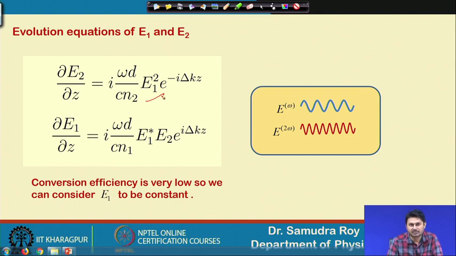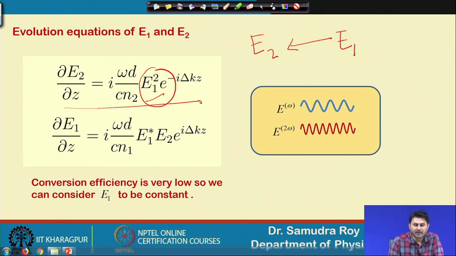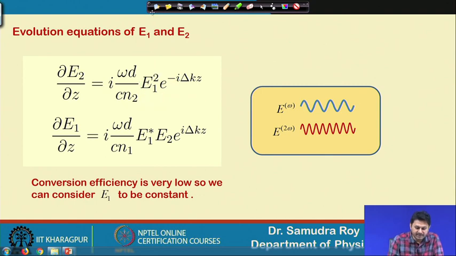E1 is not going to change much, because the power for E2 is coming from E1. E1 basically gives power to E2, and that is why E1 sits in the source term. Only a very little amount of power can be transferred from E1 to E2, so we can consider that E1 is constant. Under such a condition, we can find the E2 value by directly integrating this equation. So, let us find out what we get.